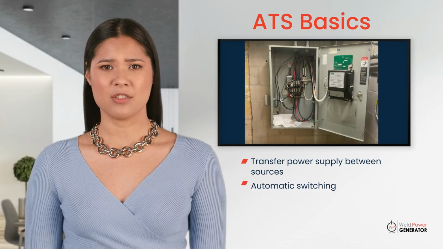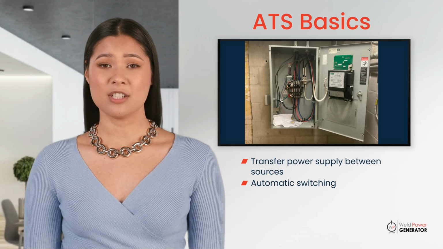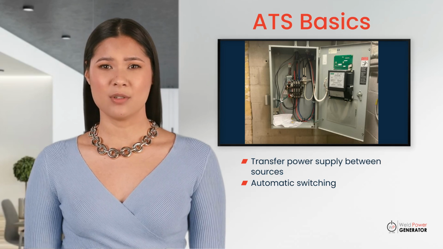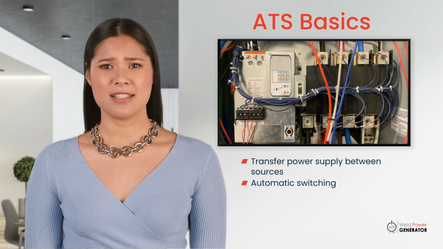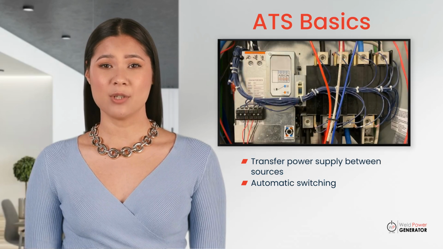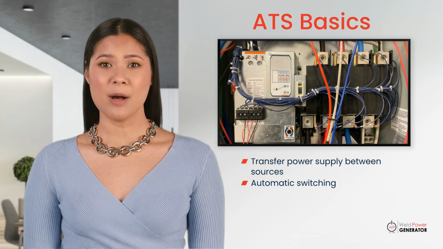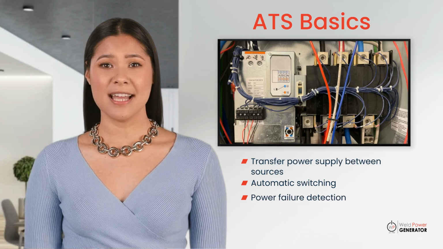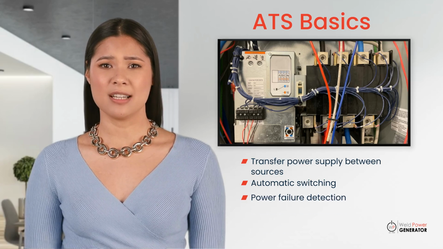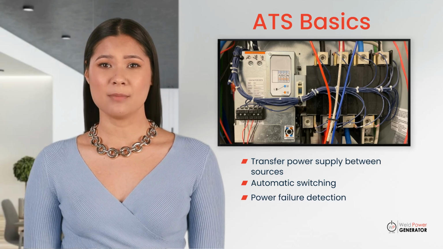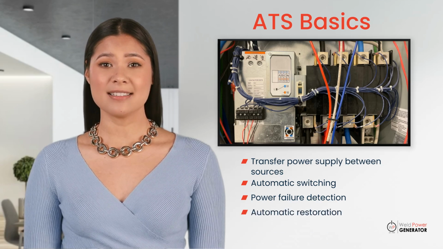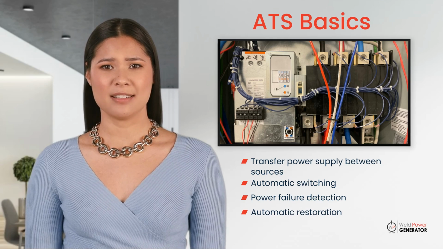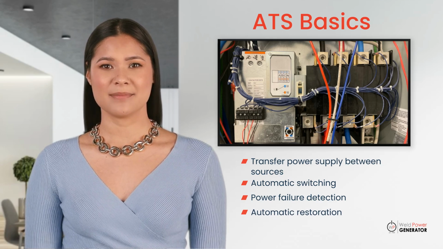An automatic transfer switch ensures seamless power supply to critical systems without the need for manual intervention. The ATS does this by continuously monitoring the incoming utility power supply. When a power failure or outage is detected, the ATS immediately disconnects from the utility and transfers the load to the backup generator. This typically occurs in only a few seconds. Once the utility power is restored and stable, the ATS automatically switches back to the grid, disconnecting the generator.